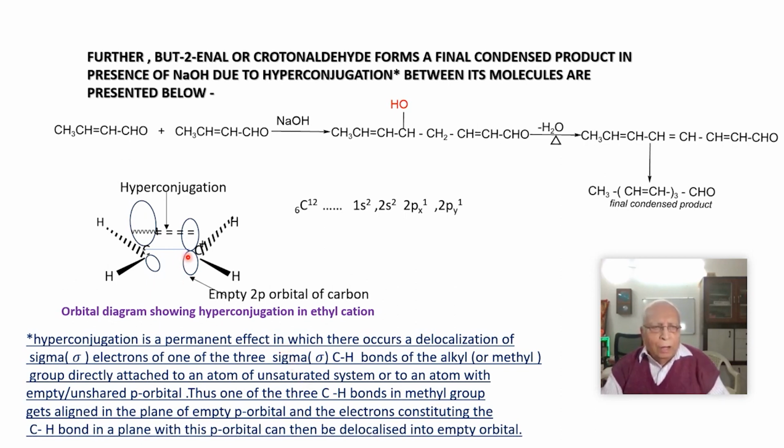After hyperconjugation, when there is excess NaOH, the OH gets attached, similar to what happened in aldol condensation, giving a molecule having three different double bonds or alkene groups, and you get the final condensation product here. So this is the situation of but-2-enal or crotonaldehyde when, due to hyperconjugation, a product is formed. I suppose this should be clear to you.